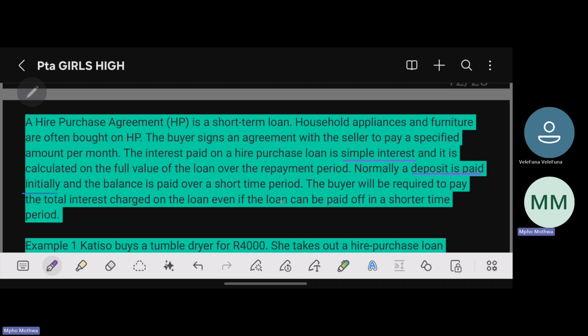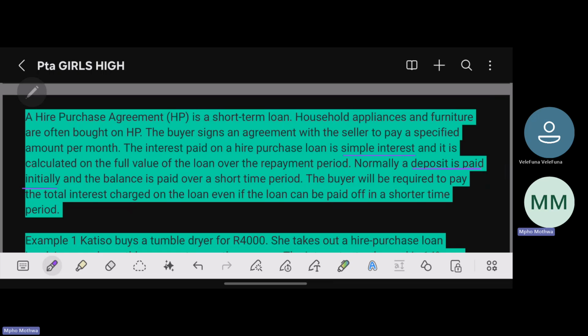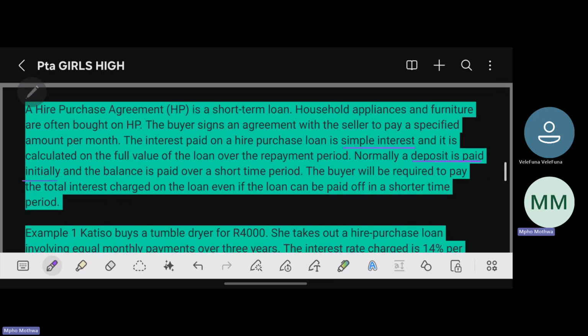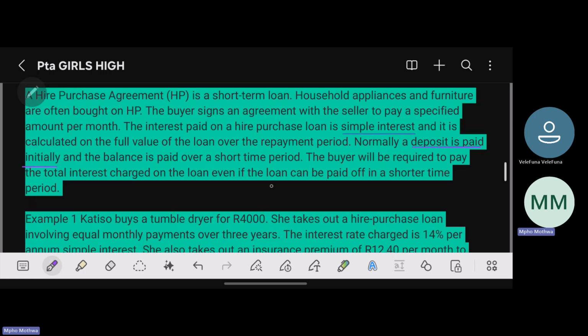The other thing which is different, how hire purchase is different from general simple interest: hire purchase is actually buying on credit, and when you buy something on credit, you put down a lump sum of money, which is a deposit. After that, you will be paying the monthly installment. The buyer will be required to pay the total interest charged on the loan, even if the loan can be paid off in a shorter time period.